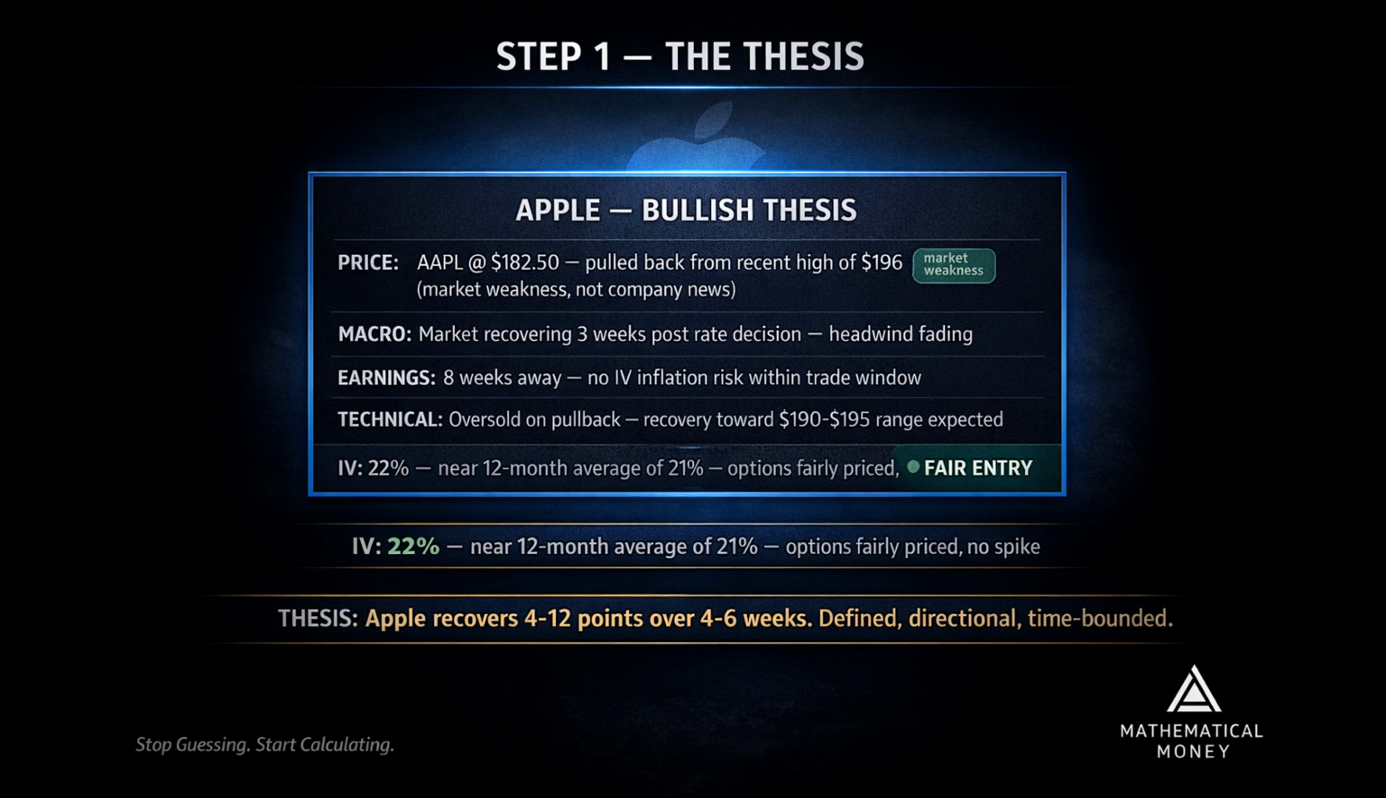Apple has pulled back from a recent high of $196 on general market weakness, not company-specific bad news. The next earnings report is 8 weeks away, well outside our trade window. Implied volatility on Apple is 22%, close to its 12-month average of 21%. No earnings volatility premium is inflating the options.